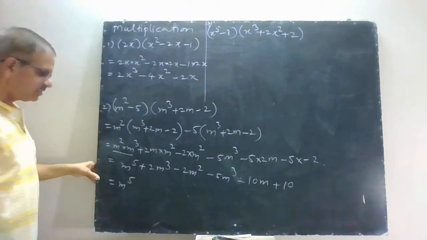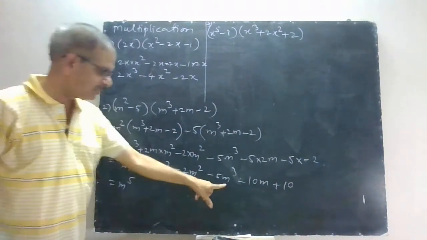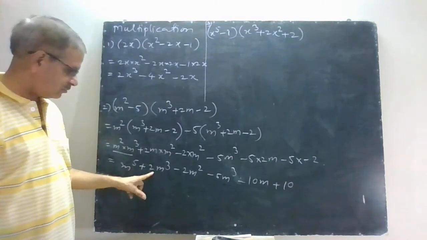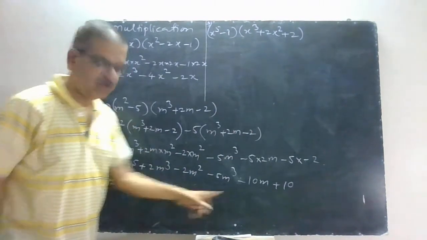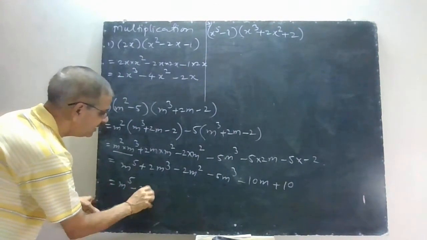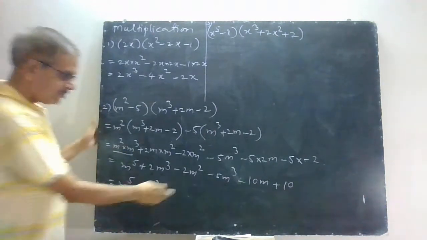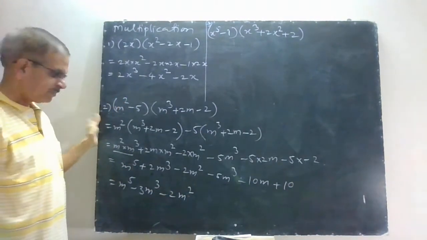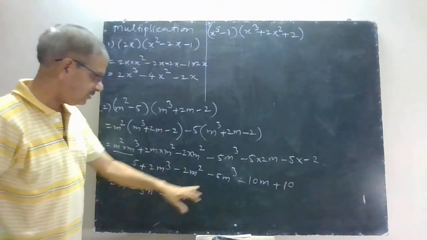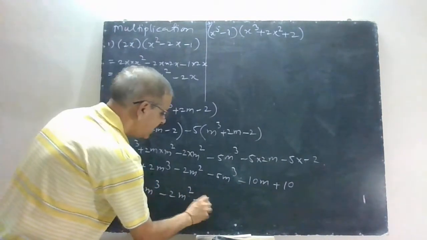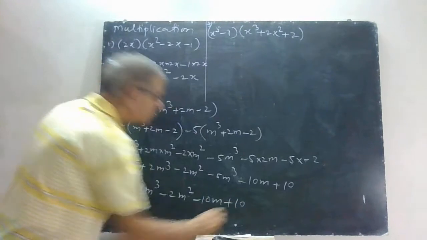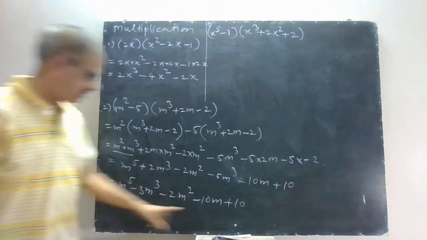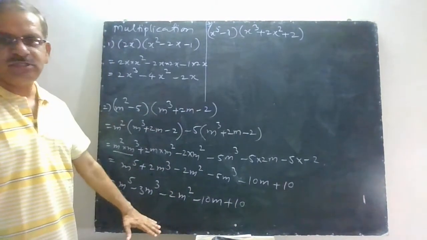Maximum power is m raised to 5. Then there are two terms of m raised to 3 here. So 2m cube minus 5m cube gives you minus 3m cube. Then the term of m square is only 1, so minus 2m square. And then minus 10m, and then the last one, that is the constant. Now further simplification is not possible, so this is your answer.